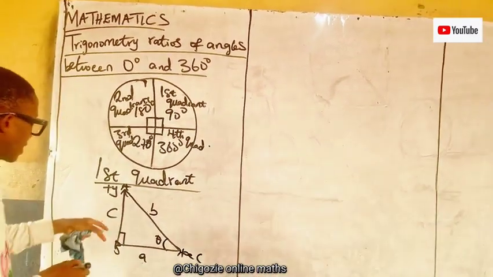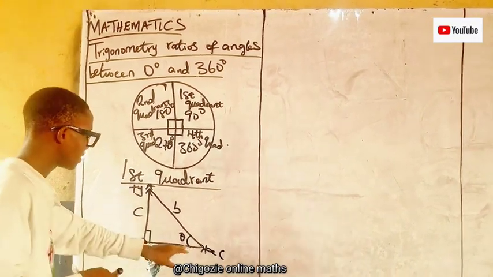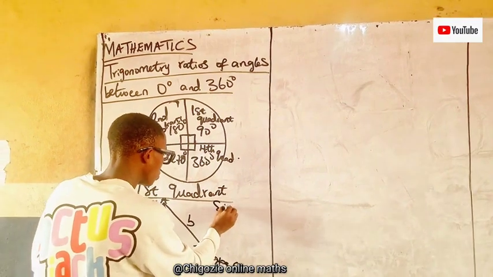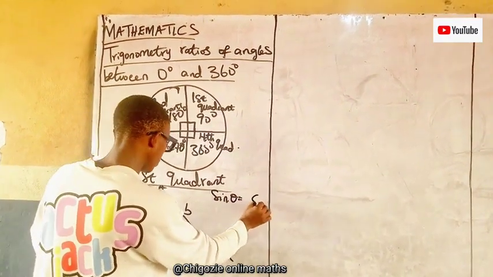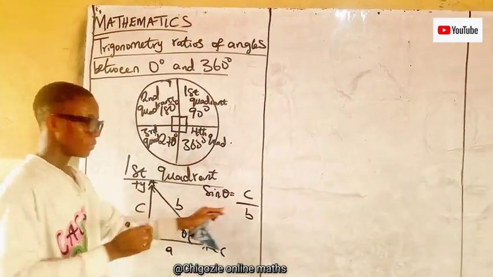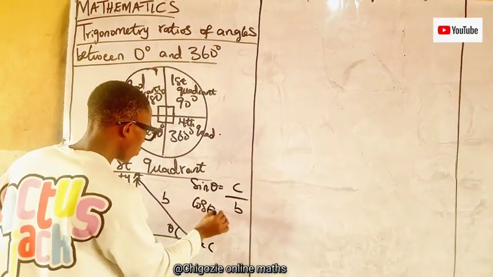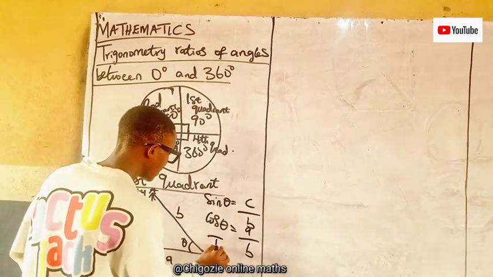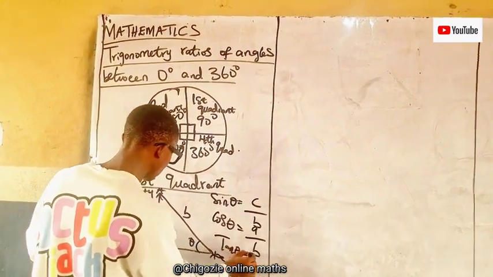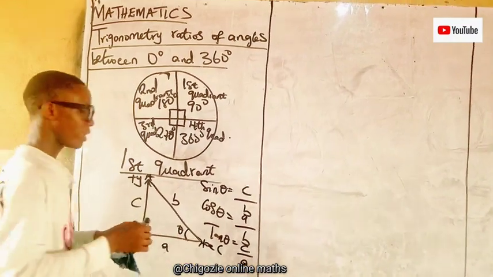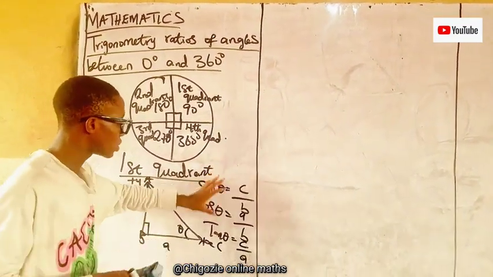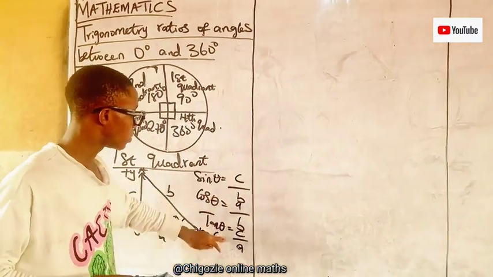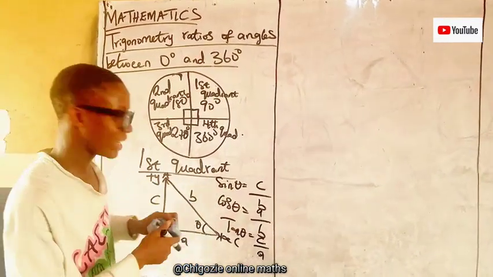If you look at this, you will see that sine theta will be opposite over hypotenuse. Sine theta is equal to C over B, positive. Cos theta is equal to adjacent A over B, positive. And tan theta is equal to opposite over adjacent, C over A. Therefore, in the first quadrant, all these three trigonometric ratios are positive, none is negative.